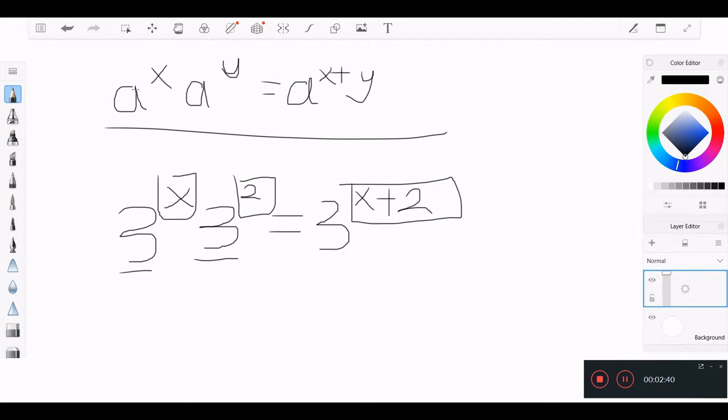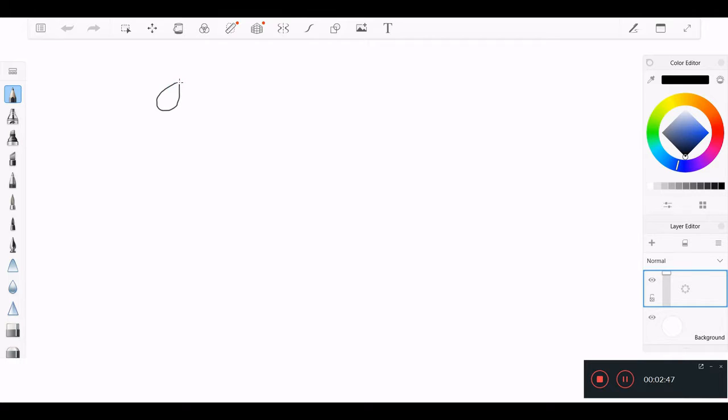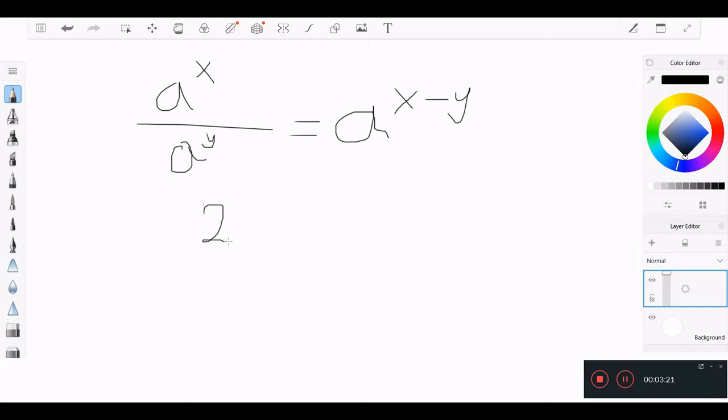So the next one is when it comes like this: a^x over a^y. The property for this is that the one on the top, you minus the one at the bottom. I'll give you an example: 2^x over 2^3.